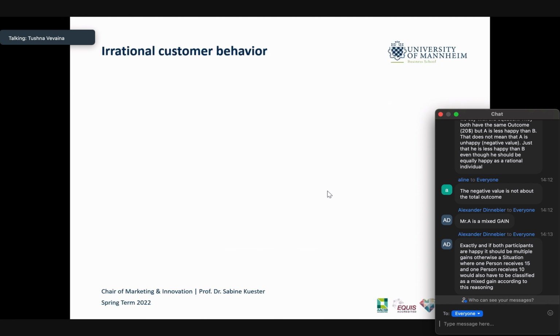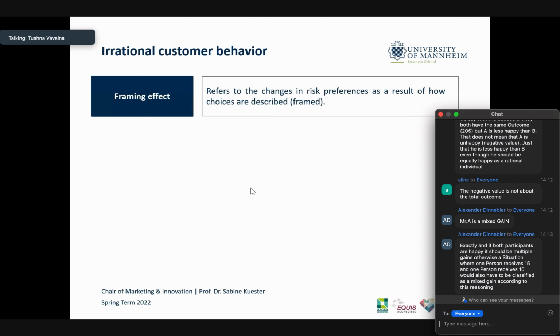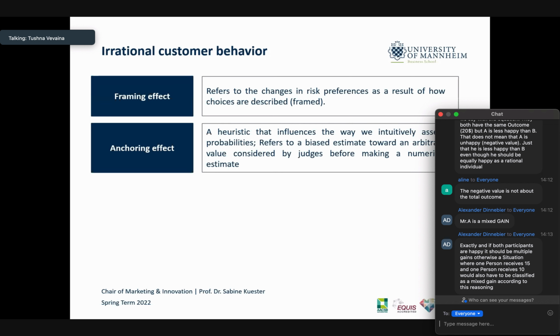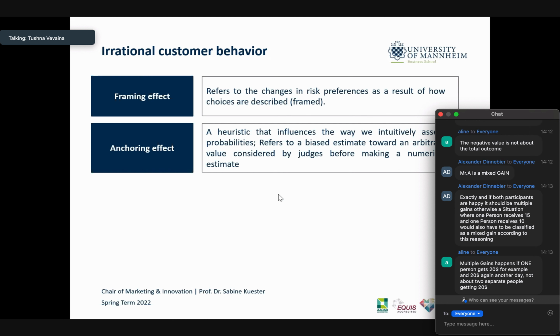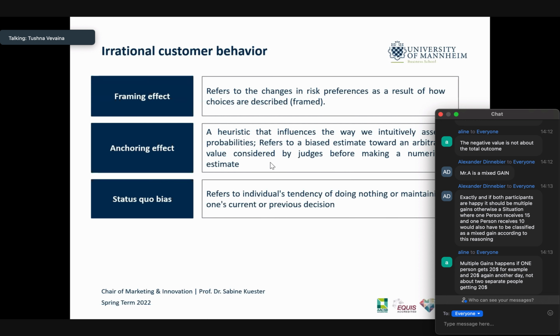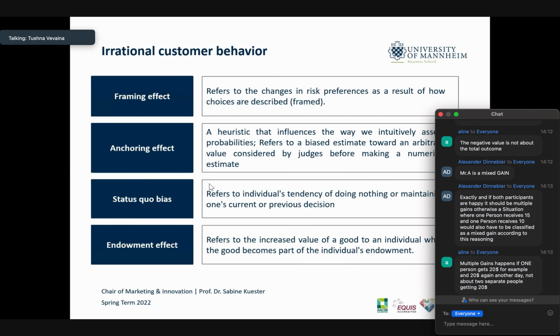Going on to the next exercise, we are going to focus on irrational consumer behavior. We see that there are different cognitive biases that play out with individuals and human beings, which is why they may behave in an irrational manner, which is not generally expected. A rational consumer may go for option A over option B, but there are these cognitive biases due to which sometimes people behave differently from what's expected. And the first one is, for example, the framing effect.